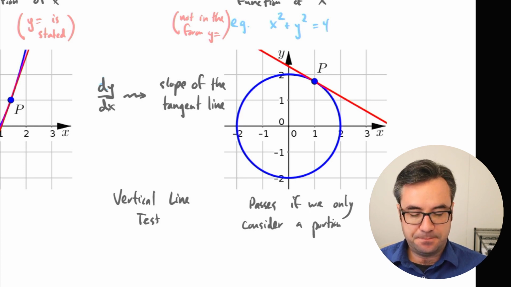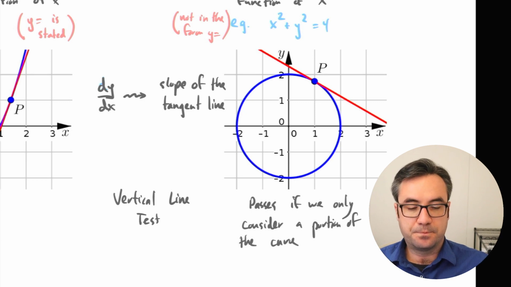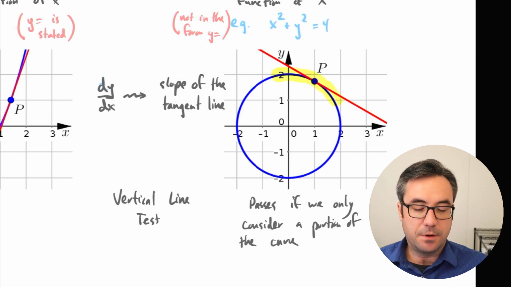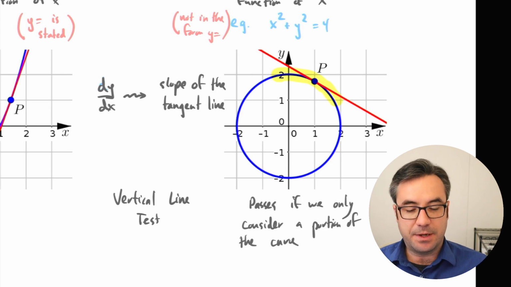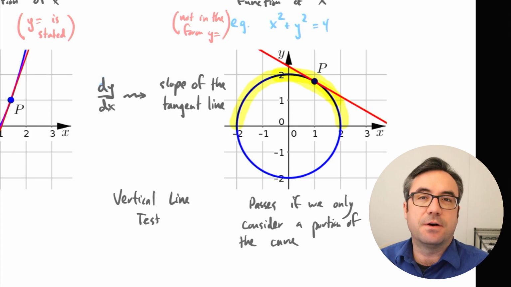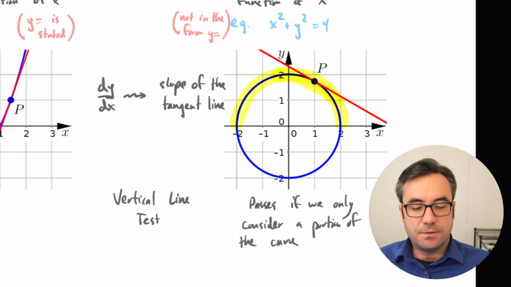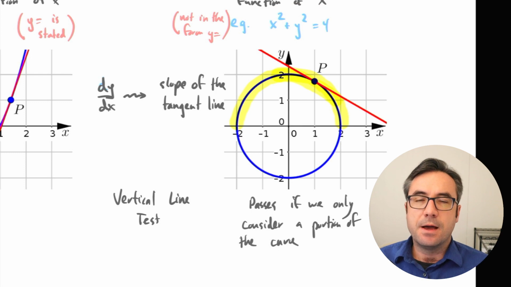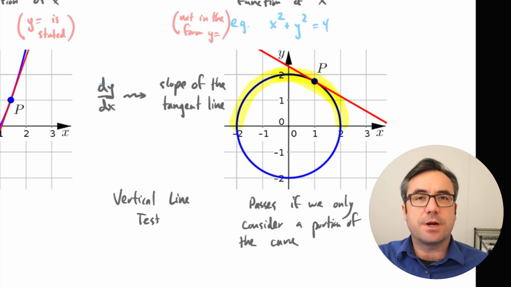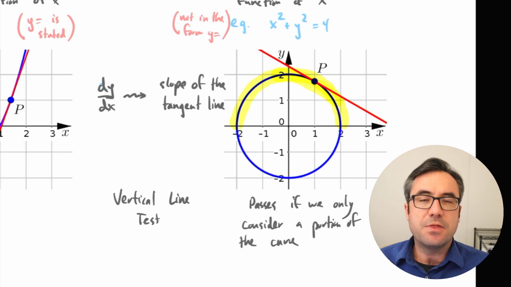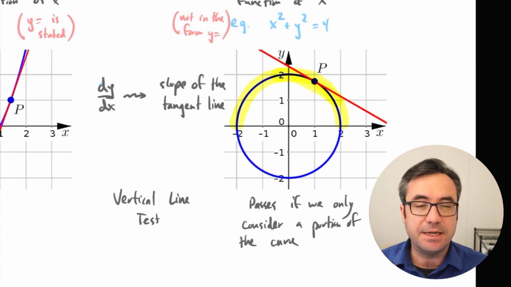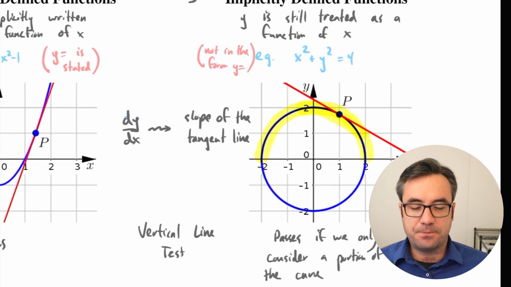So for instance, we might only look at a little section of the curve here. Or maybe we could do a little bit better and look at the top half of the circle here. And that is a function. That does pass the vertical line test. So for these equations that we're going to be working with, if we restrict to sections of the curve, then we can view y as an implicitly defined function. All right, so this is the idea here.